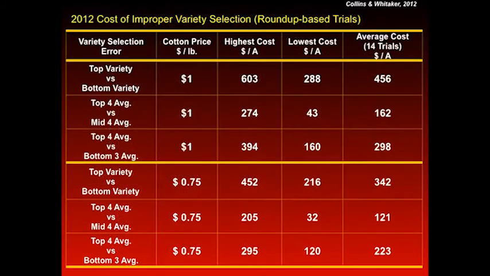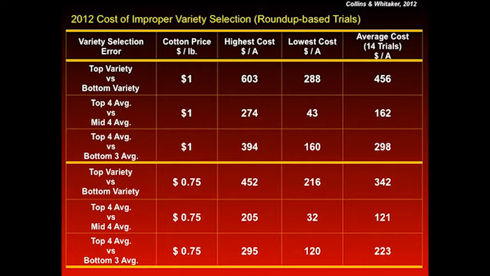All right, this slide and the next one are probably the most important slides I'm going to show you all morning. This is what it costs you as a grower to plant the wrong variety. All right, now I have several comparisons here. The top half of the chart is for dollar cotton. There was some cotton contracted to be planted in 2012 for $1, but more realistically, I think most growers were able to capture 75 cents or somewhere around there.